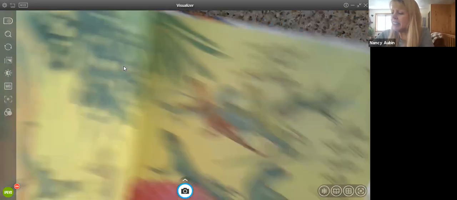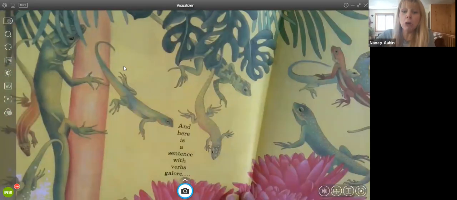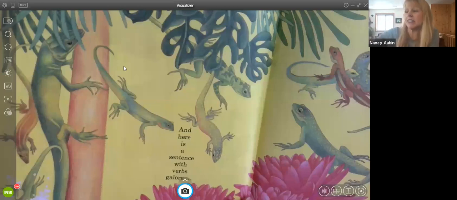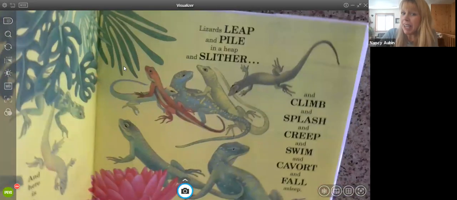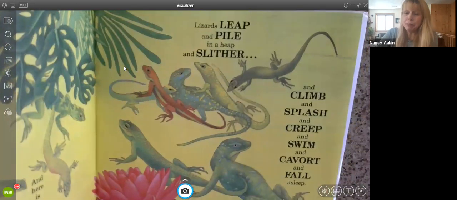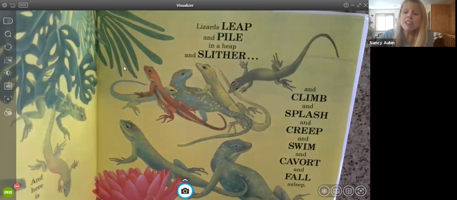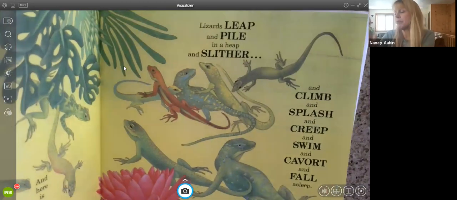All right, and here is a sentence with verbs galore. Galore just means tons of them. Lizards leap, verb is leap, and pile in a heap. Pile is a verb. And slither and climb and splash and creep and swim and cavort and fall asleep. All verbs.